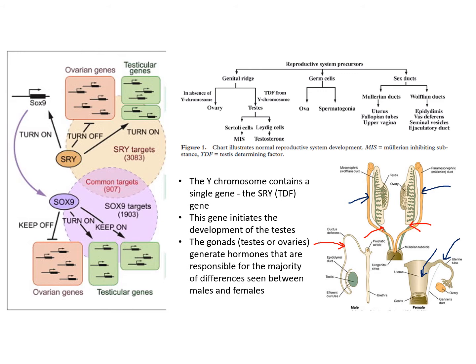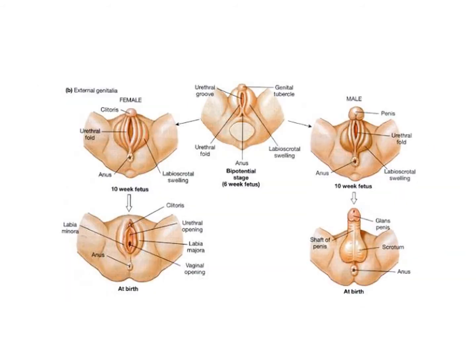In the male, in the early testes, we have the secretion of something called MIS, Mullerian inhibiting substance, and that's what causes the Mullerian ducts to break down in males. Let's also look at what's happening externally. We'll look at the development of the external genitalia.